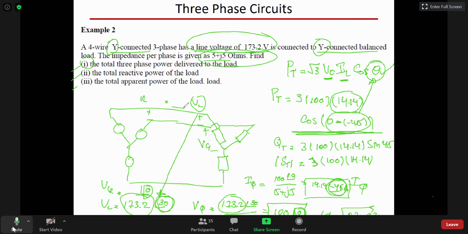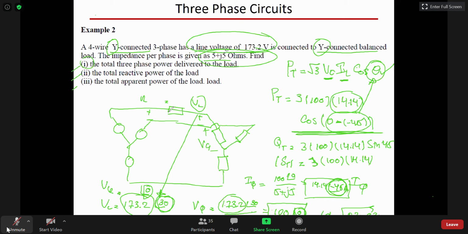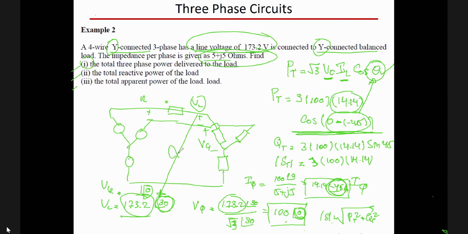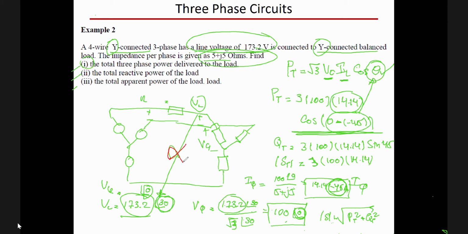You mean impedance here? Okay, if we have impedance here, what will be the difference in our analysis? The voltage at the load is not the same. You cannot find the voltages and currents at the load using the three-phase analysis directly. You need to represent the whole system using the single phase representation. Okay?